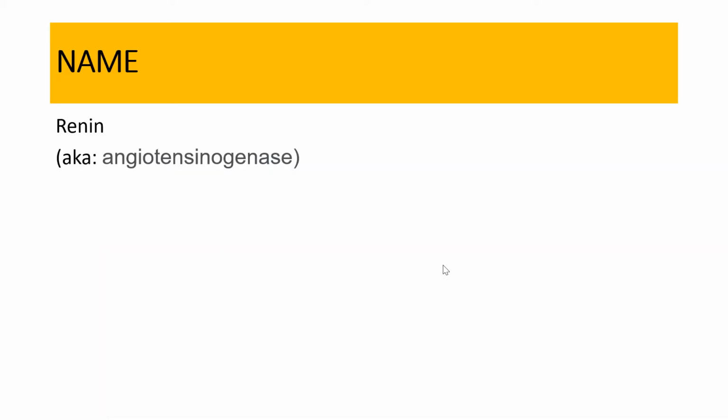Another name for renin, I'm not going to test you on this, I just thought it was interesting, is angiotensinogenase. The "ase" part just lets you know this is actually an enzyme, which is a special kind of protein, if you remember back from A&P 1.